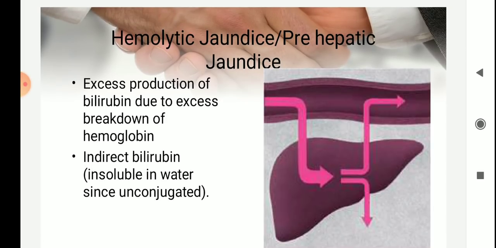Hemolytic jaundice or prehepatic jaundice: here there is excess production of bilirubin due to excess breakdown of hemoglobin. So there is indirect bilirubin, which is insoluble in water since it is unconjugated.